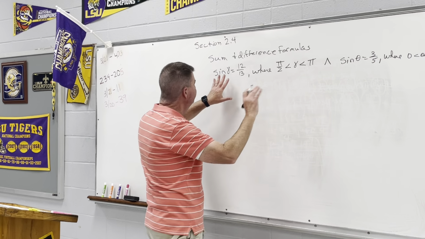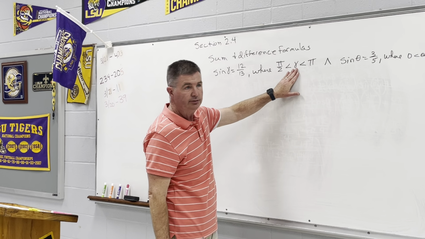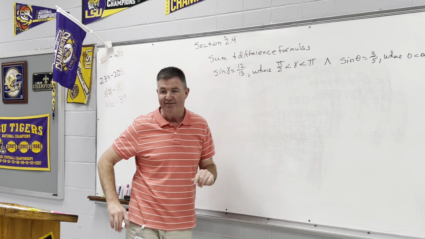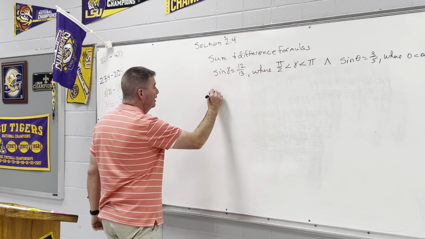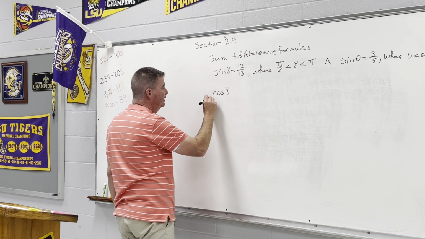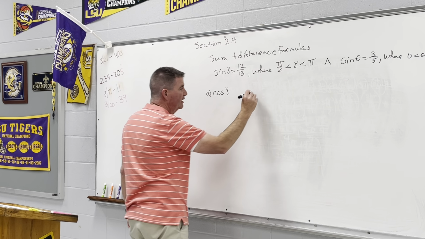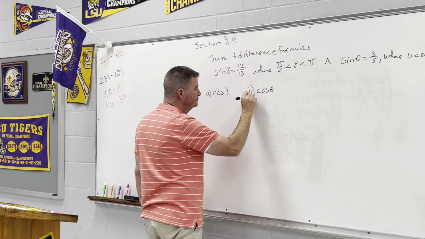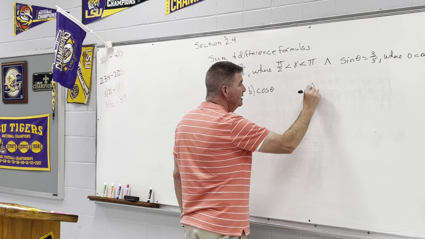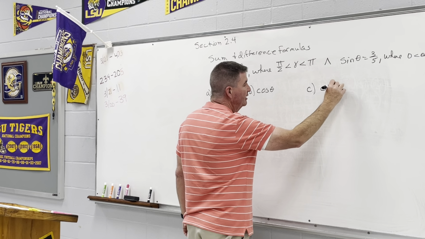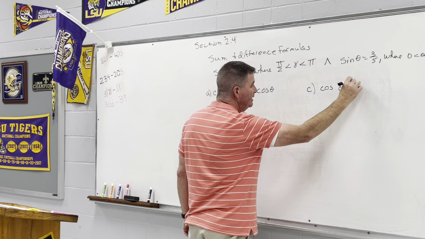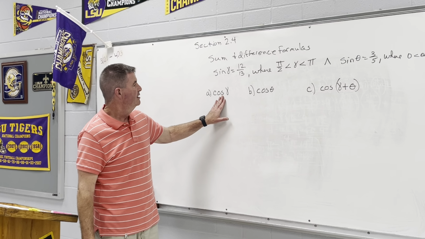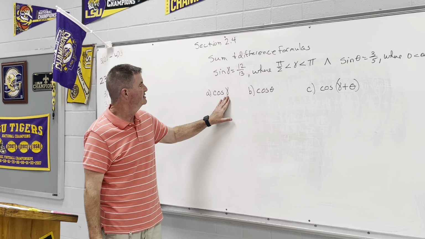So we have two different angles, one in quadrant 2, one in quadrant 1. They give us the value of the sines. They want us to find the cosine of alpha, which is part A, the cosine of theta as part B, and for part C, the cosine of alpha plus theta.